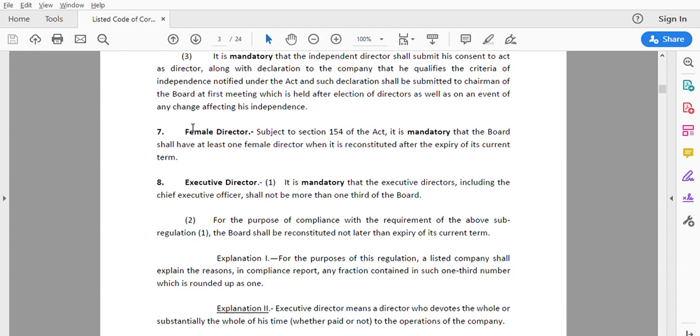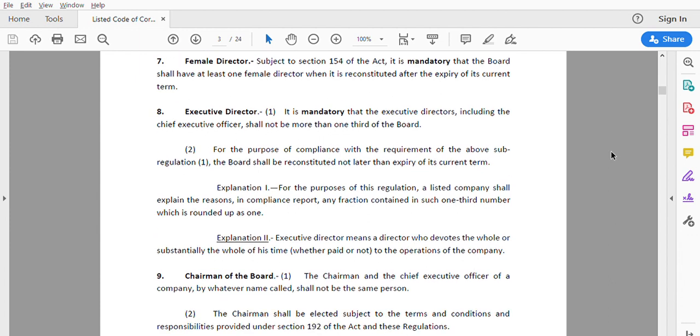Here you can see that a female director is also a mandatory requirement for listed companies. Previously it was not mandatory, but now it is mandatory that the board must have at least 1 female director, and if it does not, then of course it would be a non-compliance.